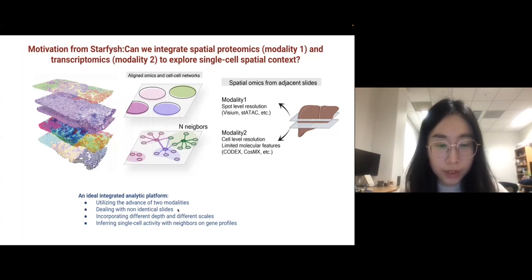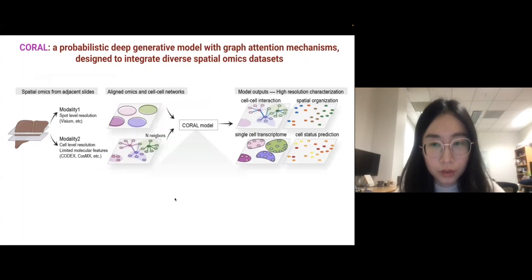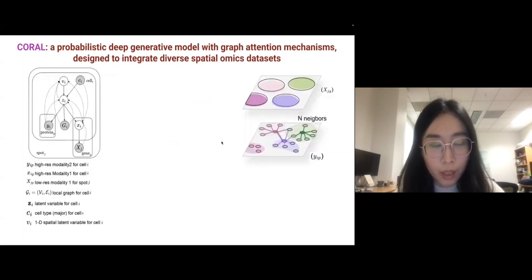So these models are able to incorporate these sorts of advances, and at the same time we want to infer the cell activity individually. And I want to convince you that the model itself has four goals: integrating and inferring the cell-cell interaction, identifying spatial organization, deconvolving into the single cell version, and identifying the cell states.